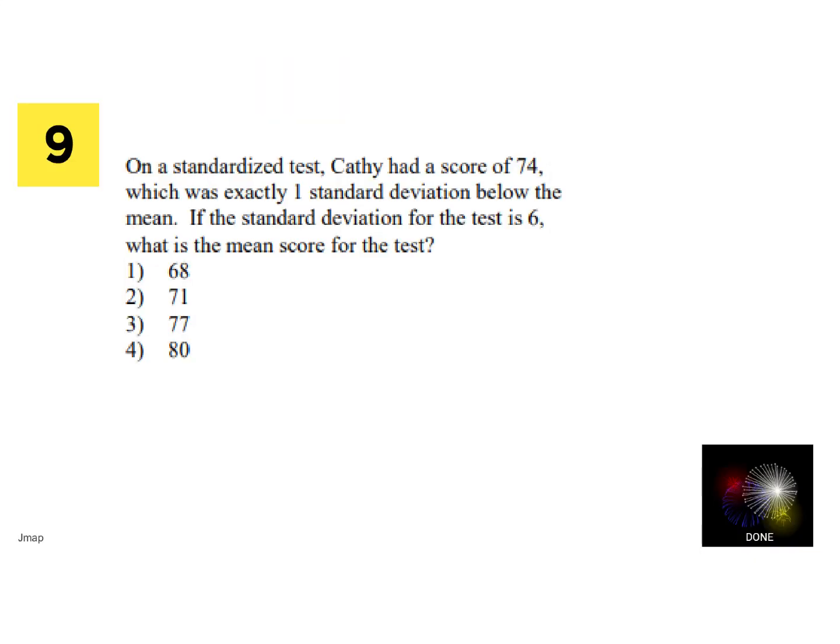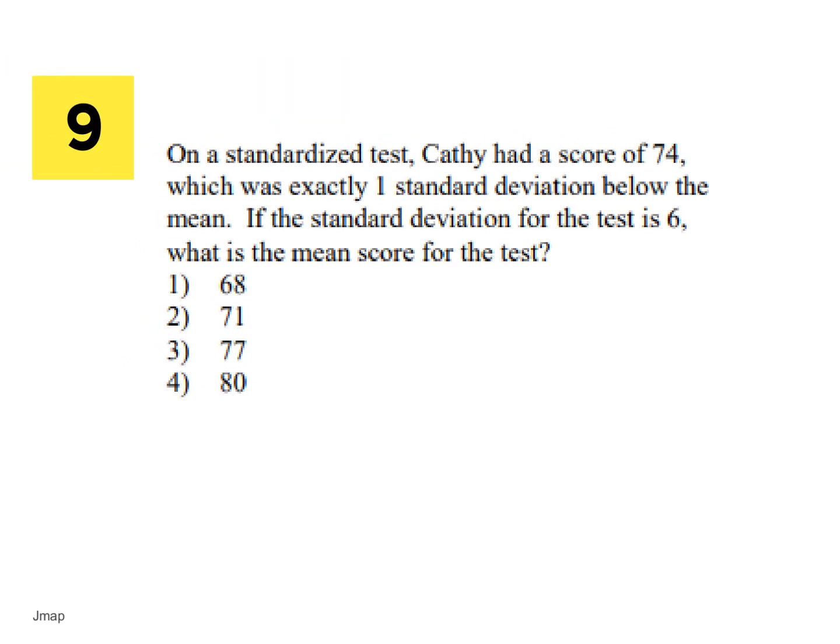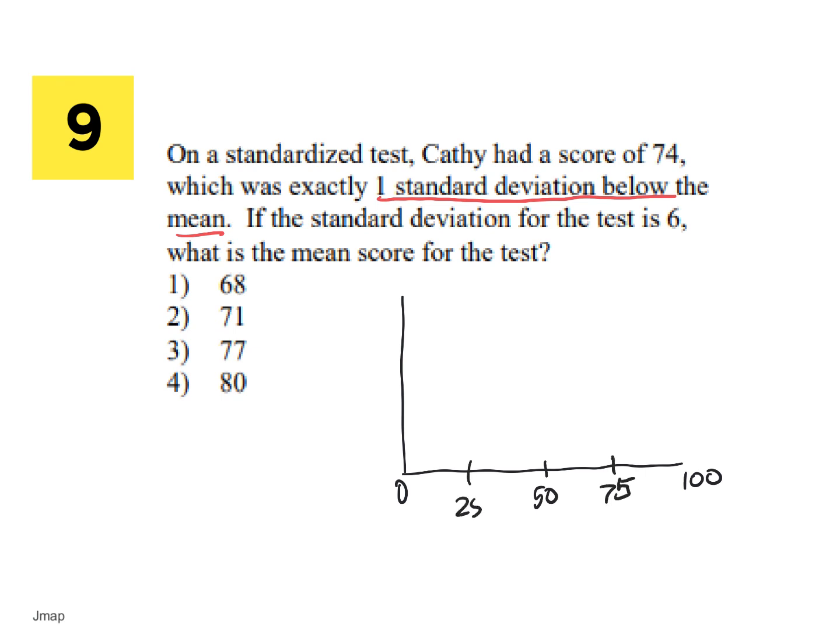Okay, and our problem. On a standardized test, Kathy had a score of 74, which was 1 standard deviation below the mean. If the standard deviation for the test is 6, what is the mean score for the test? So you may want to refresh yourself with the concept of standard deviation. So if we have from 0 to 100, we'll have our 50. I'll make this really loose. So you've got 75 and 25.